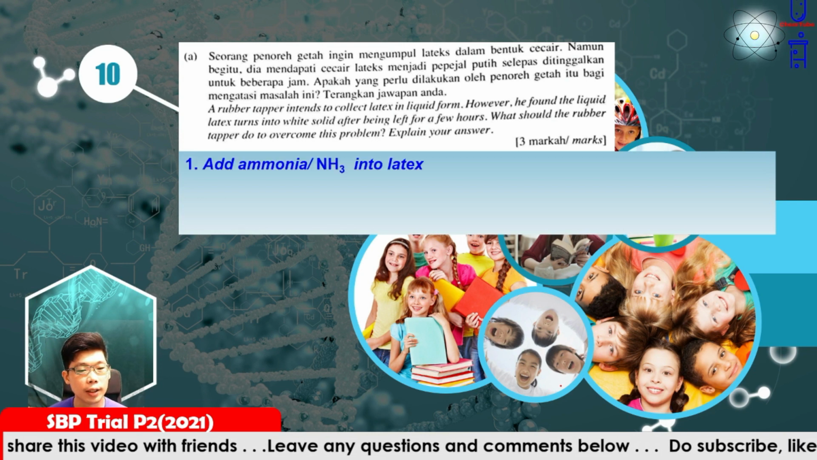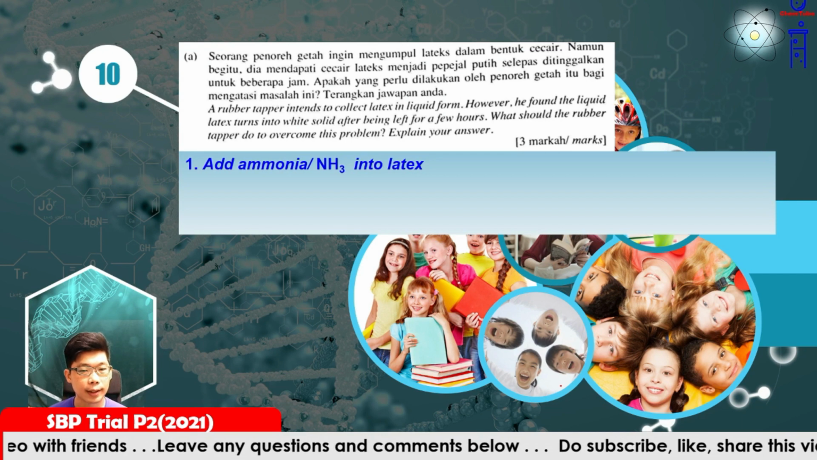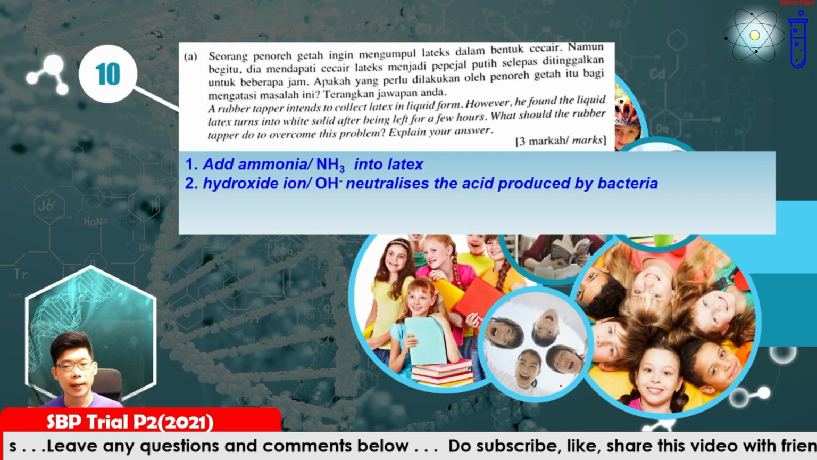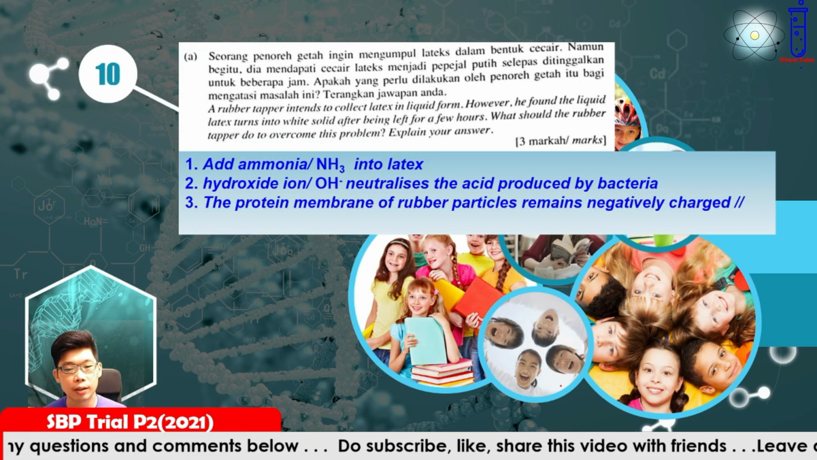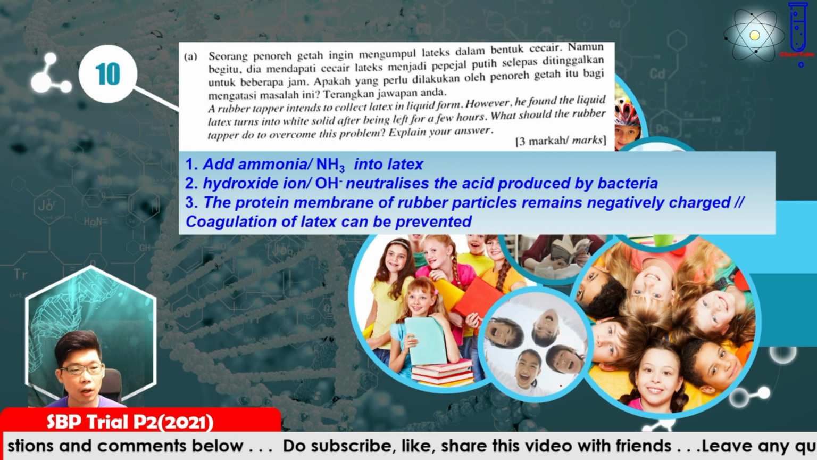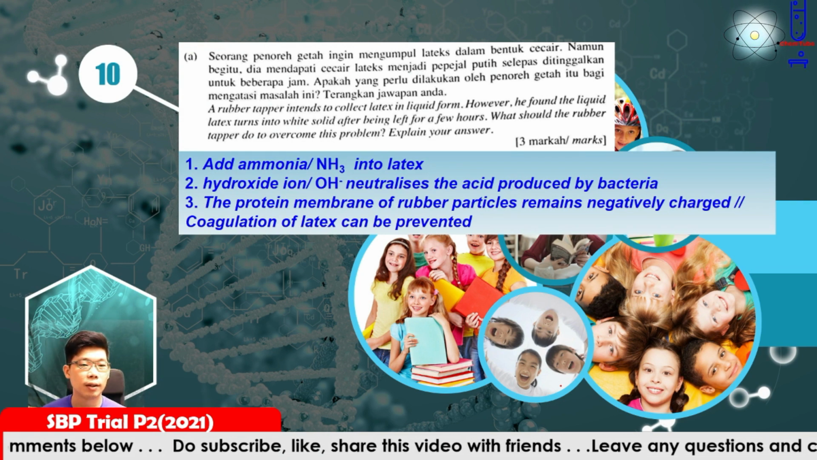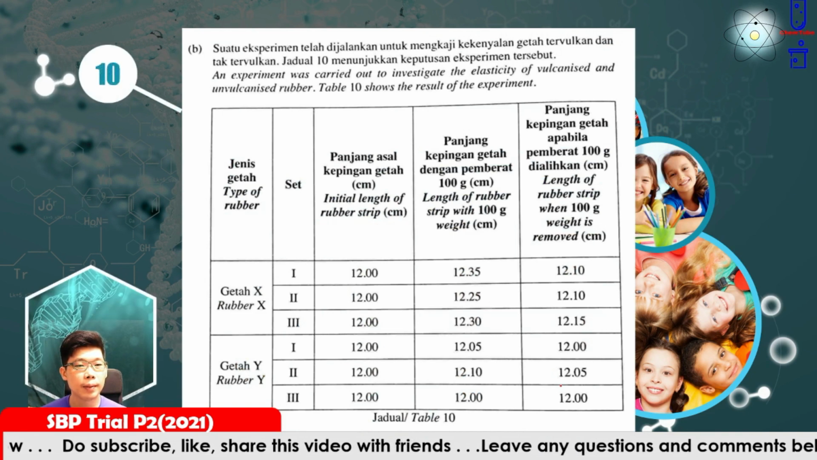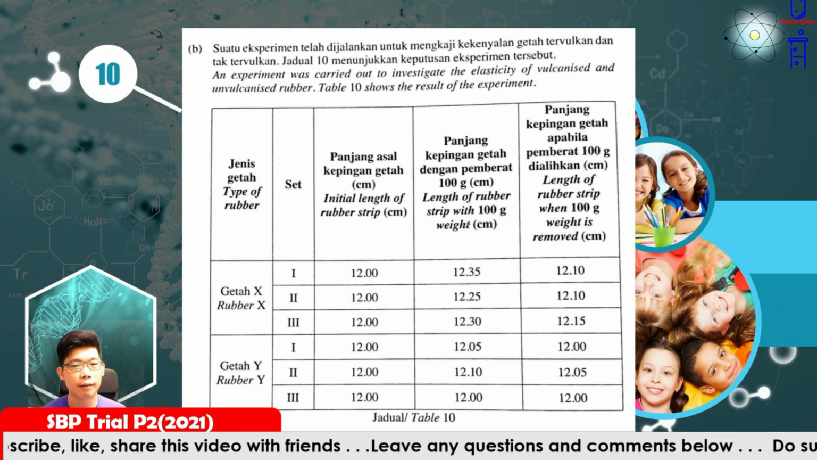So he can add ammonia into the latex. Hydroxide ions can neutralize the acid produced by the bacteria, and then the protein membrane of the rubber particles remains negatively charged, so the coagulation of latex can be prevented. So remember. Now next, an experiment was carried out to investigate the elasticity of the vulcanized and unvulcanized rubber.